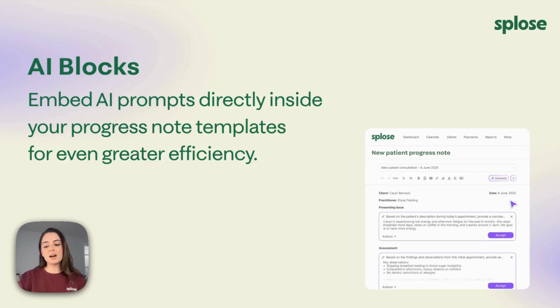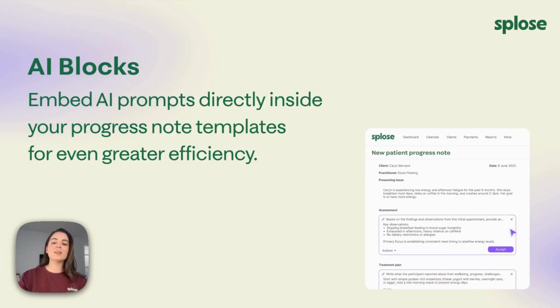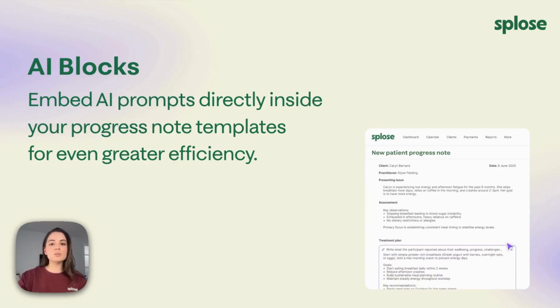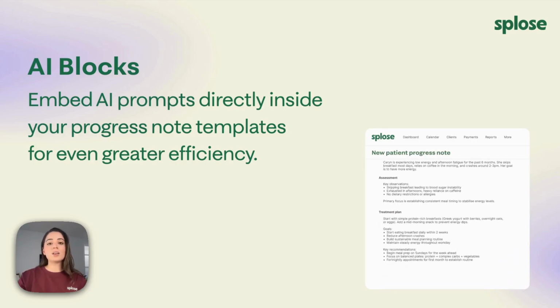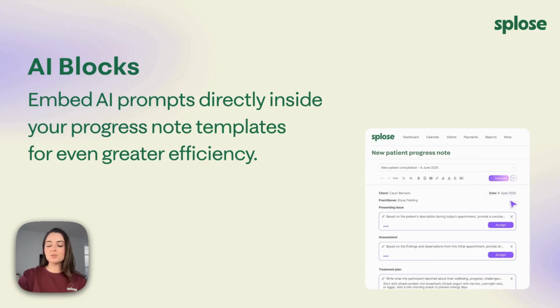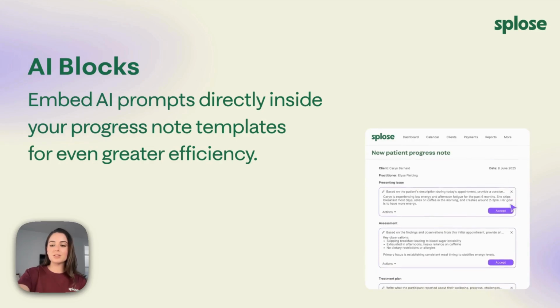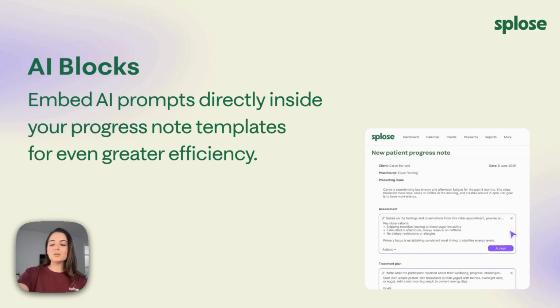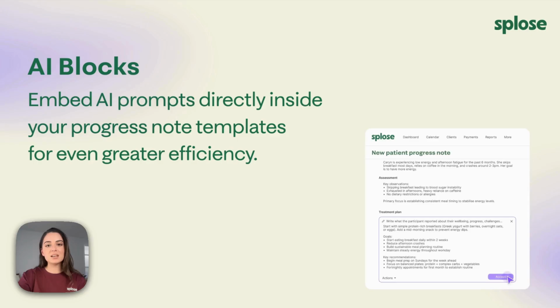So AI blocks are most effectively used when you've added them to the progress note template. What that means is when you have opened an appointment and you've opened a progress note from that appointment, provided you've got AI blocks inside that template, you can then open the template and your AI prompts will already be there. So you can see it in this little screen recording here that I've got my template structure with my different subheadings, and you'll see the different AI blocks in there.